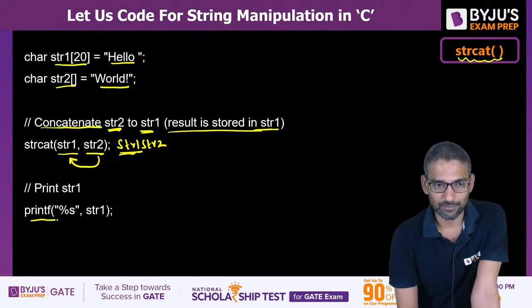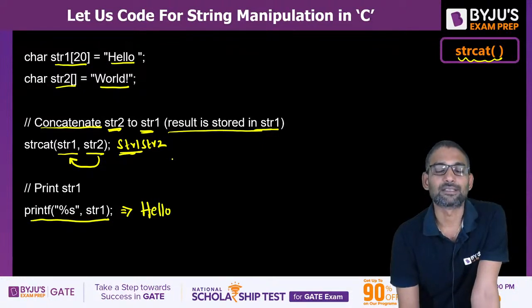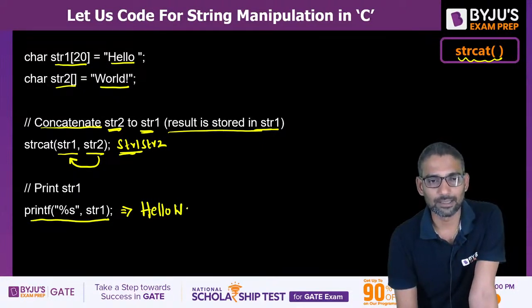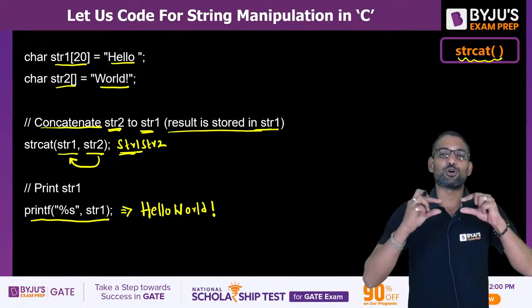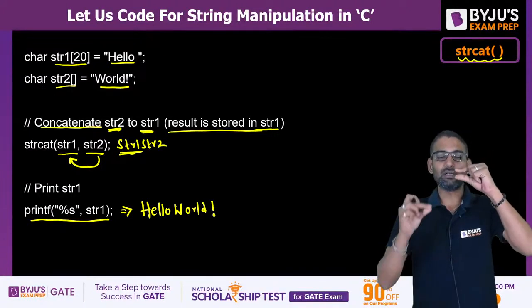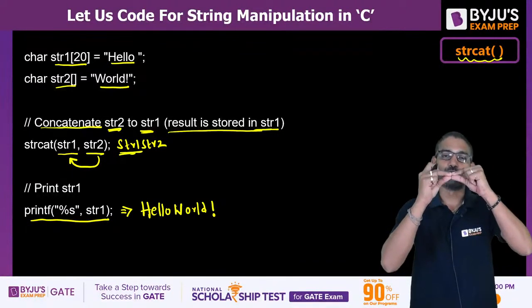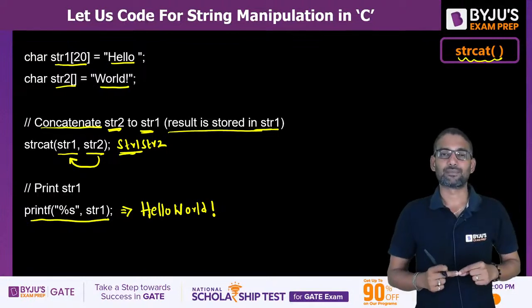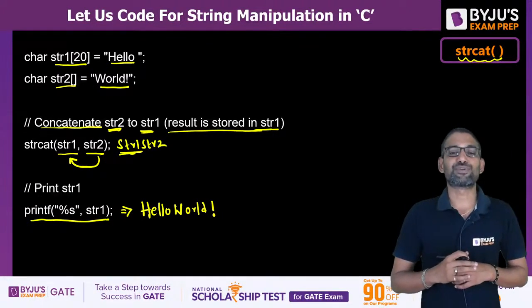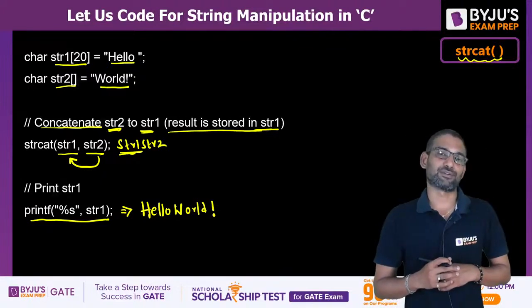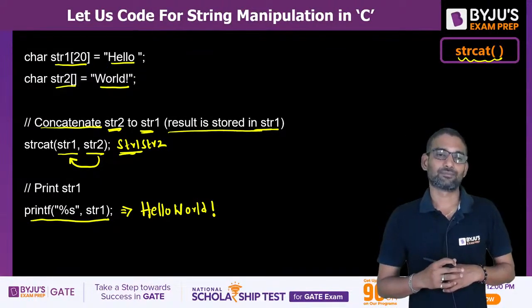So whenever I print it, what would be the output? After str1 I will get str2 without any space, just it is a join. str1 then str2 both got joined, appended. So this is how we use string concatenation function. Okay.